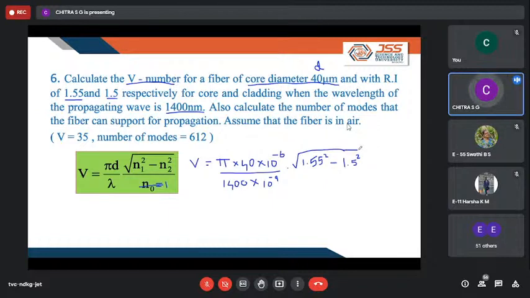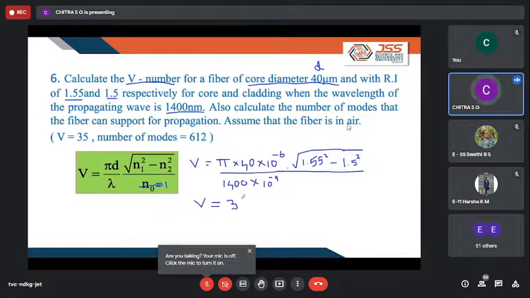So if you do this, this gives you the V number. Pi into d, converting from 40 micrometer to meter, 10 raised to minus 6, into square root of n1 square minus n2 square, the whole thing divided by lambda. Lambda is 1400 nanometer, converted into meter. So we'll get 35.04, or 02? Approximately equal to 35. So this is the V number.